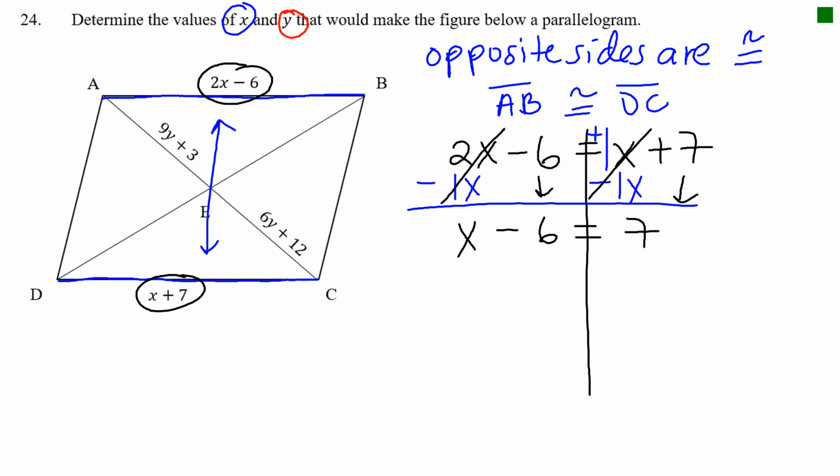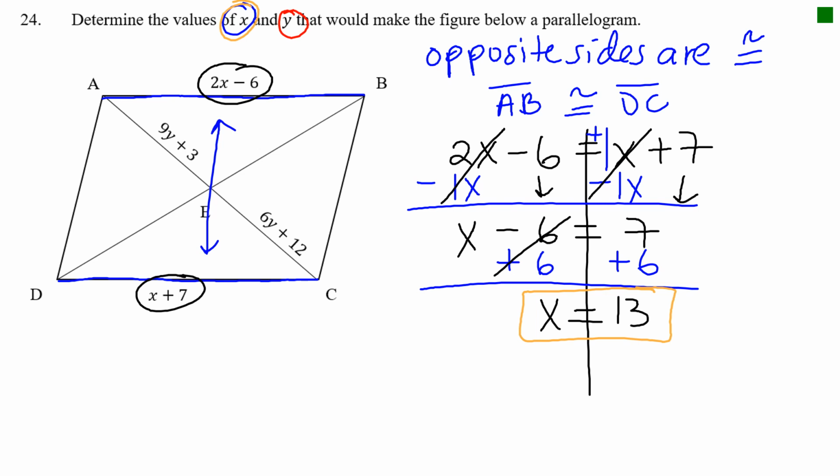Now I want to get the constants to the right. So I want to undo the minus 6 by adding 6 to both sides. On my left, negative 6 plus 6 is 0. I can bring down the x. On the right, 7 plus 6 is going to give us 13. One of our goals was to find x. We did. So one of our final answers will be x is equal to 13.